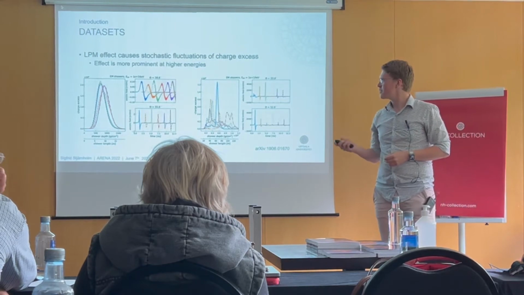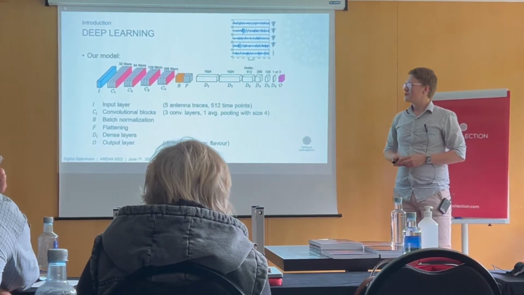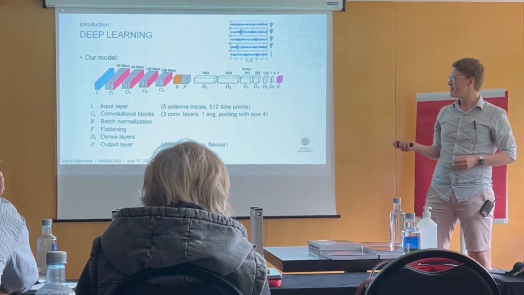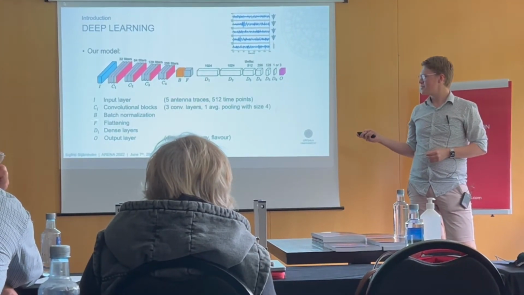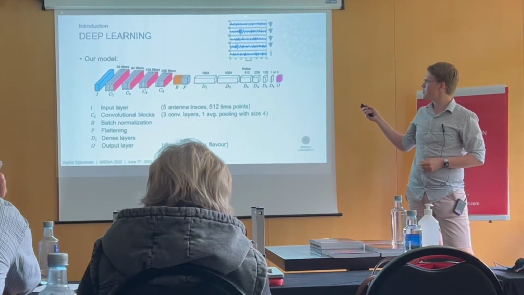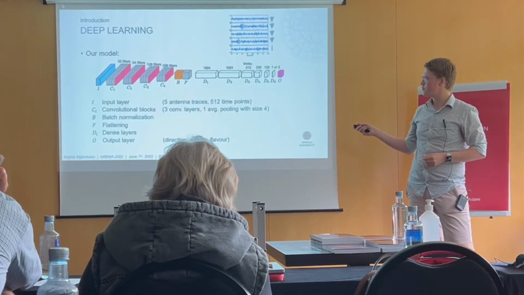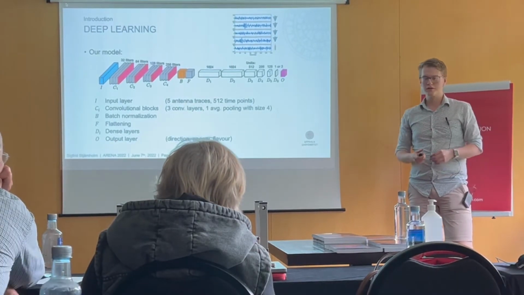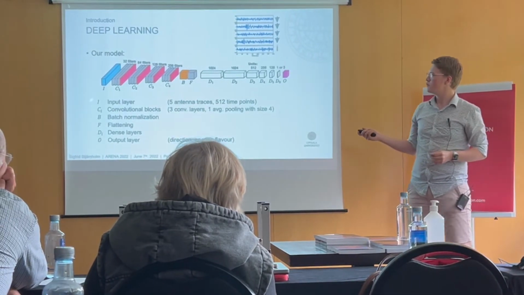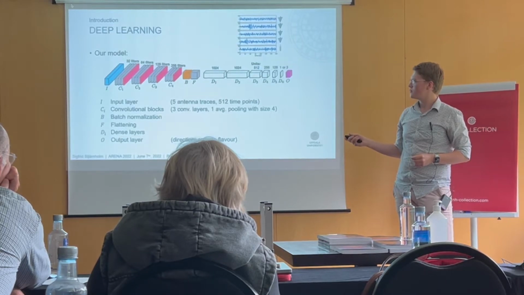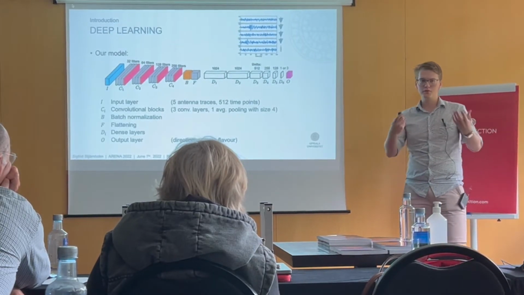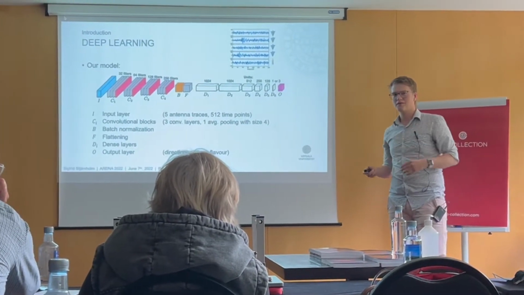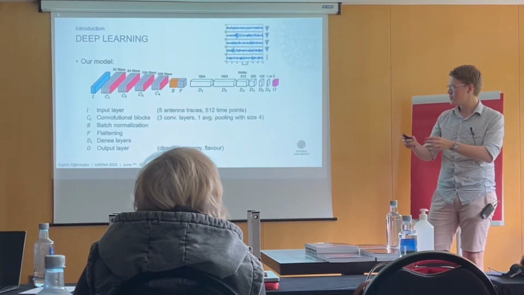So, of course, we have a deep learning model, so we need to present the model here. We use an input layer, which is, again, remember, the 5 antenna traces with 512 time points. That's what we input into this model. And then we also have these convolutional blocks here, which have convolutional layers and some pooling. You have some filters in these layers, which go down with the number of blocks that we use.